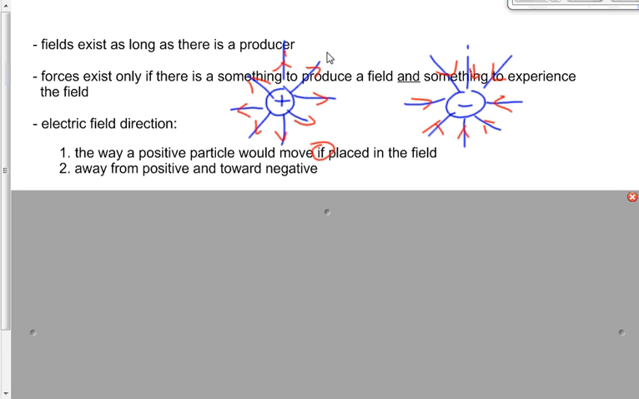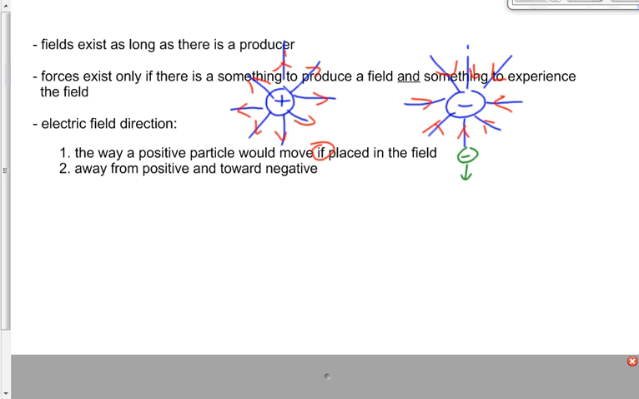Here's another one for you. What if I put a negative right there? Which way would it go? Kevin, if I put a negative there in that field, which way would it go? It would go away. Good. Does that mean we have to change the direction of the field? The field is independent of what experiences it. The field is still towards it. Positives move with the field and negatives move against the field, opposite to the field.